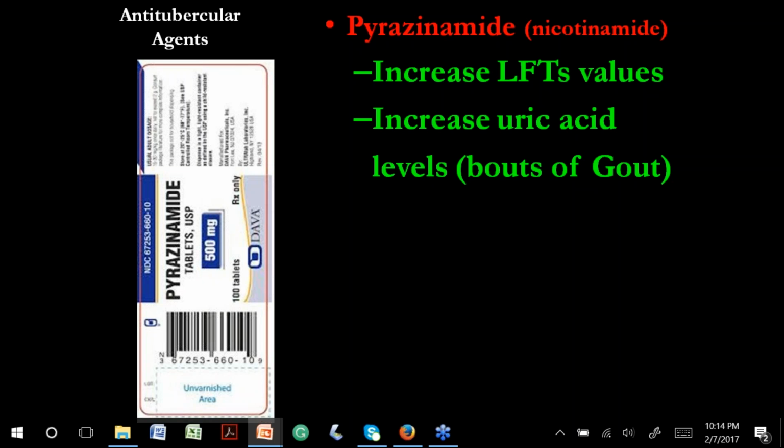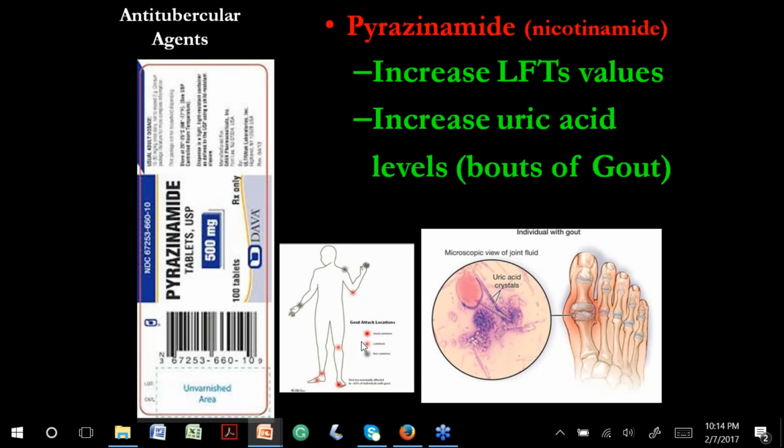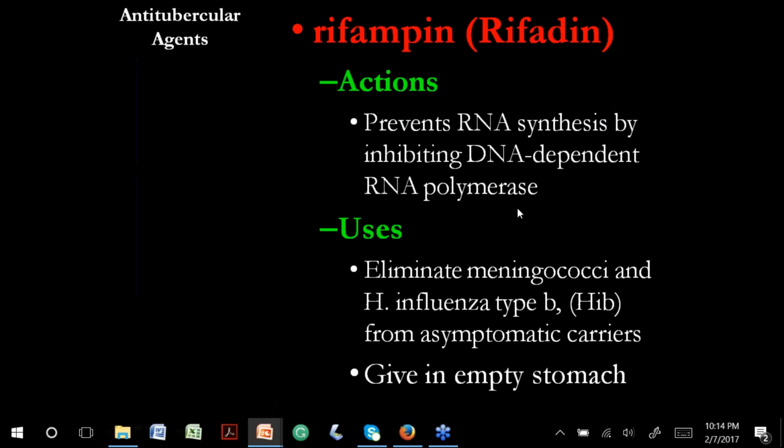All the anti-tubercular medications require LFT values checked always, every 1 or 2 weeks, with lab tests, okay? Pyrazinamide is going to increase the uric acid. This is a bout of gout. How can we check for a bout of gout? Some pain in the articulations, for example, if I have some pain in my toe or my pinky finger, whatever. Those can be because of an increase in uric acid levels, a bout of gout.